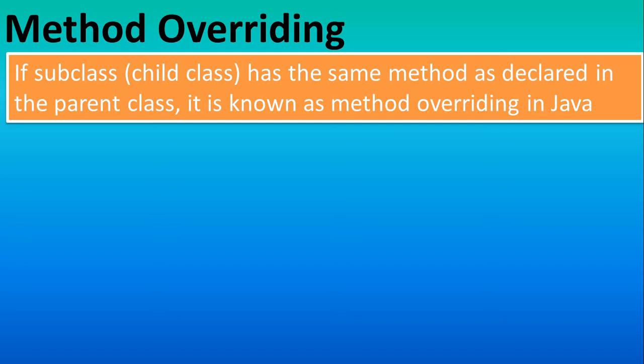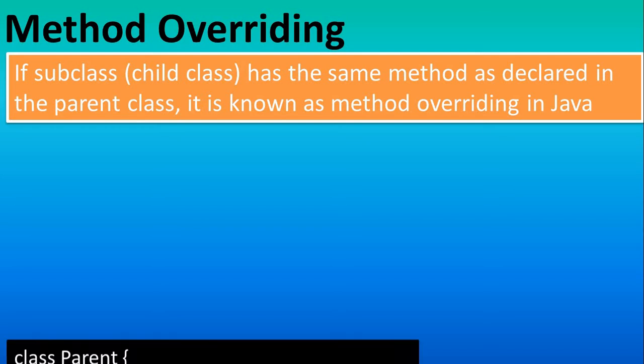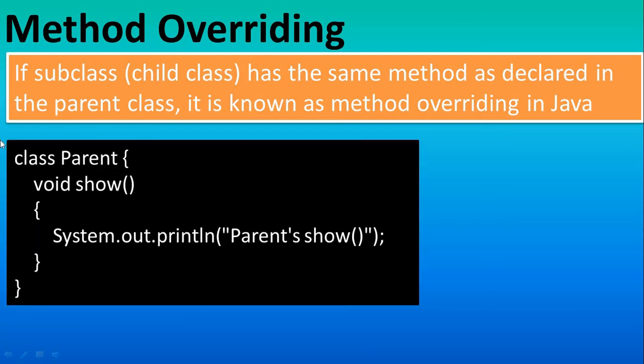So in method overriding, if the subclass has the same method as declared in the parent class, that is method overriding in Java. Suppose you take a base class which has one method with particular code, and you want to use the same method name in the other class, the derived class, then it becomes method overriding. So the same method must be used in the derived class.